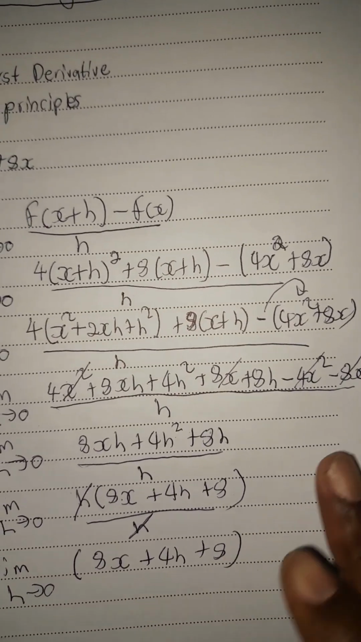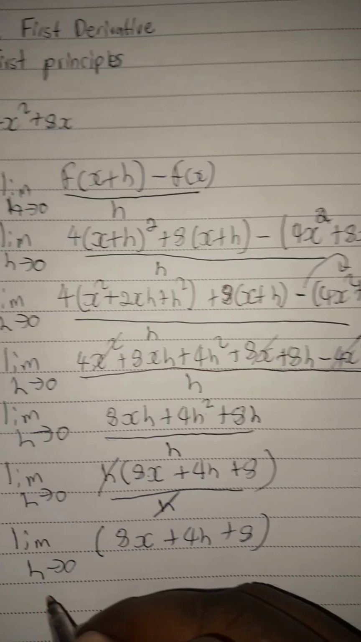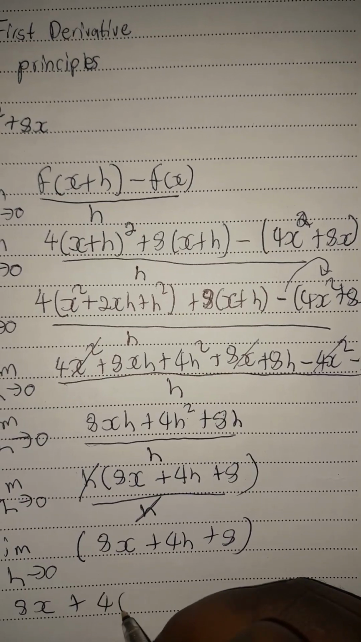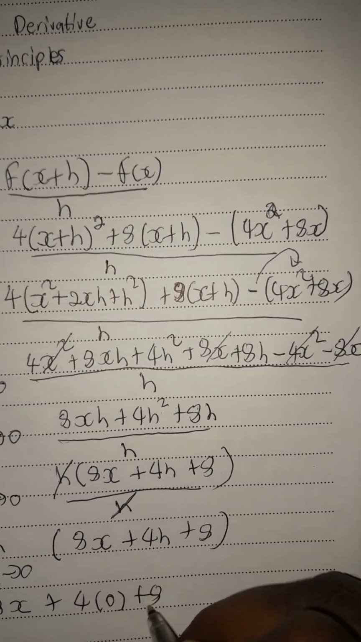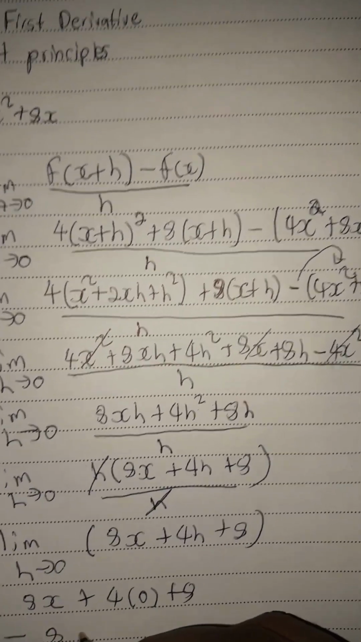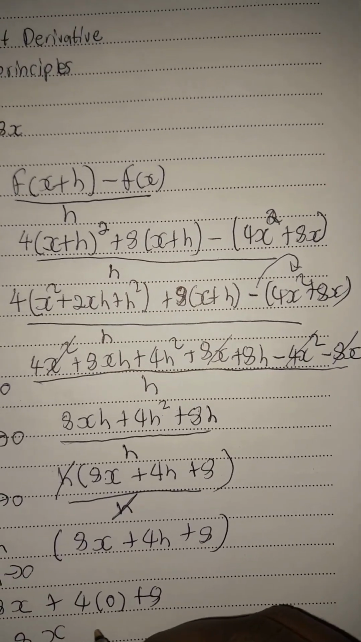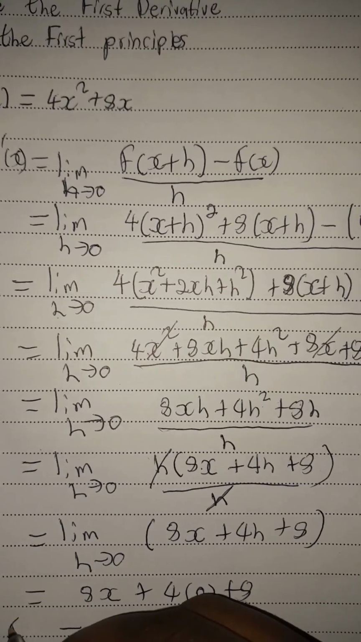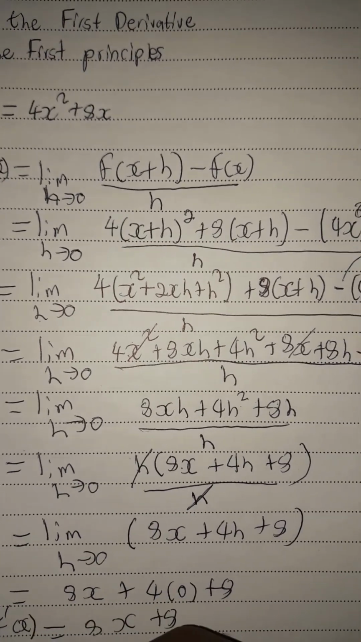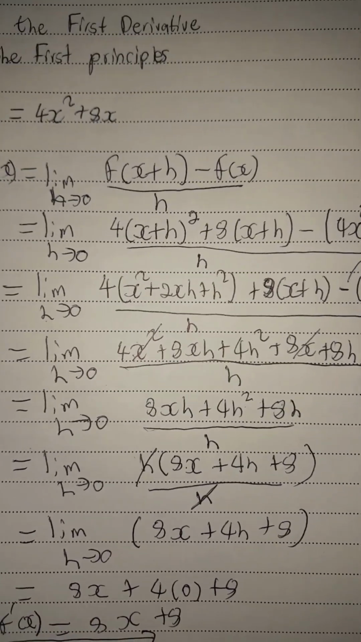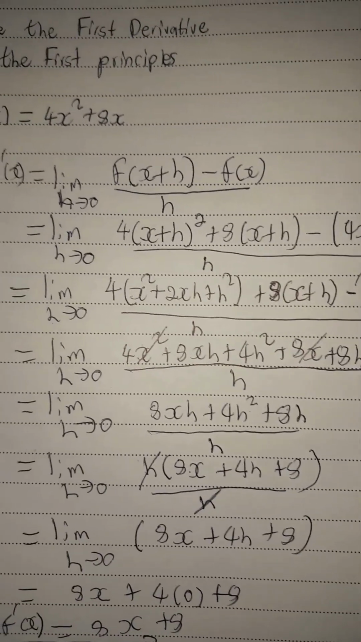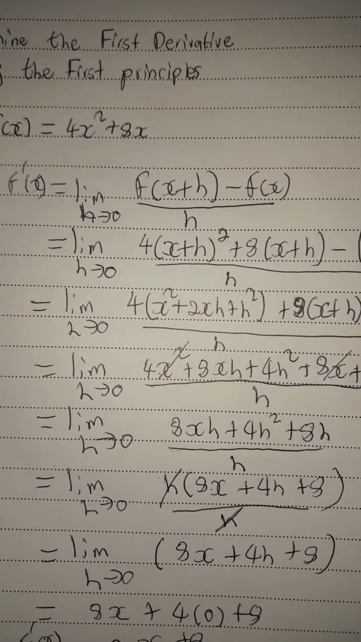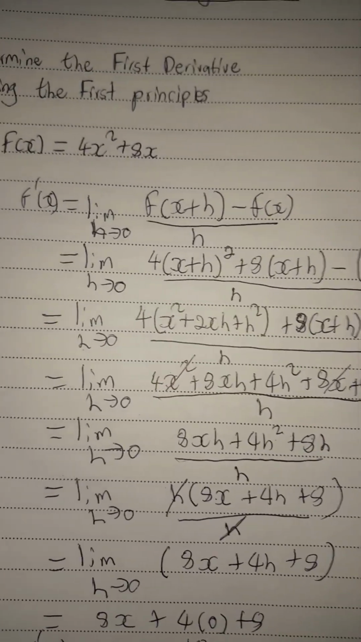Now we can say limit as h approaches 0. Then we can substitute where there is h, we can put 0. So we can say 8x plus 4 multiplied by 0 plus 8. Remember that 4 times 0 is 0, plus 8, that will be 8x plus 8. So the derivative using the first principle will be 8x plus 8. Hope you saw, guys, what is happening. To our first example, this is how you can apply first principle.